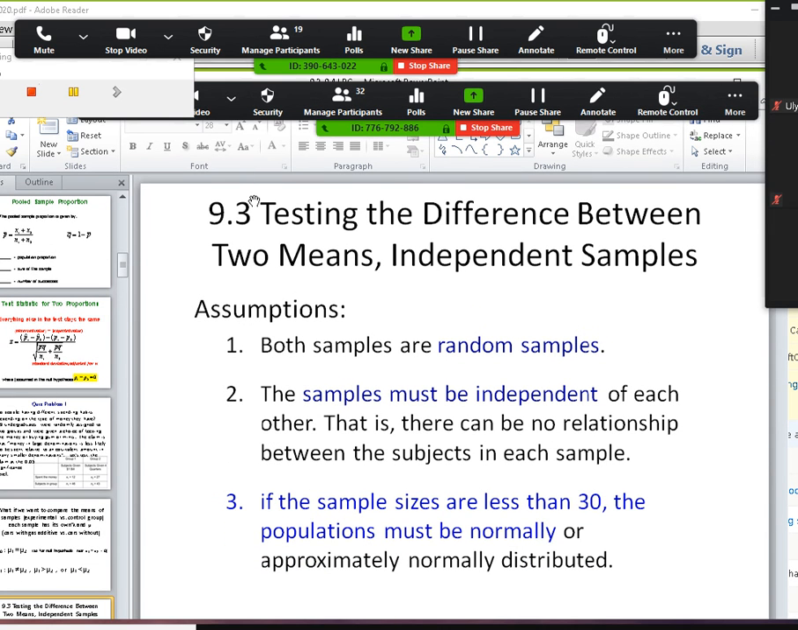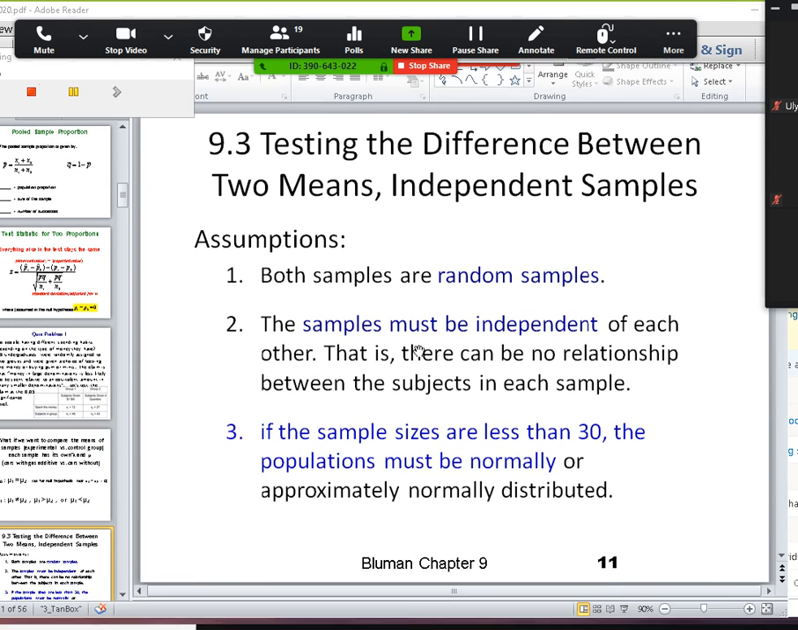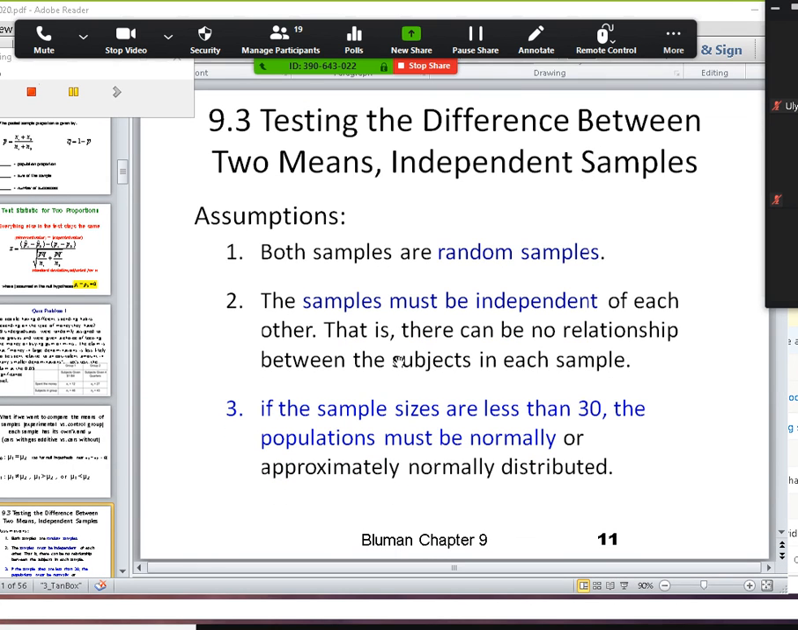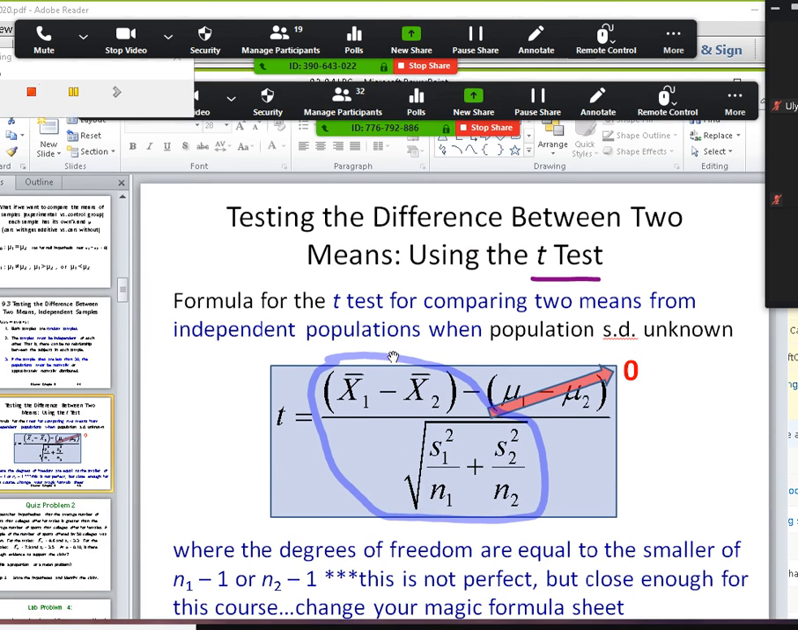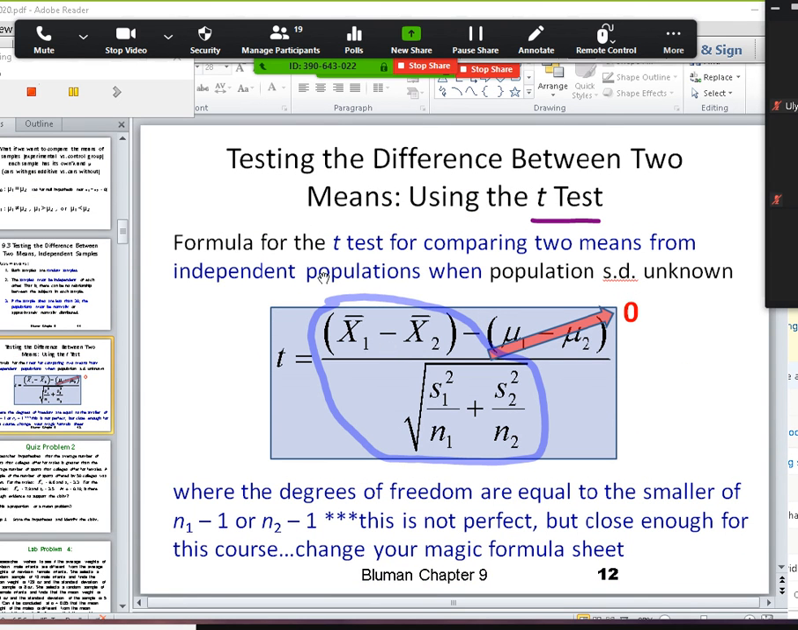Again, like we talked about last class, they both have to be simple random samples, they have to be independent, and either your sample size must be larger than 30, or they have to be approximately normally distributed. This is the only other thing that changes. So H naught, step 1 changes a little bit, and step 3.